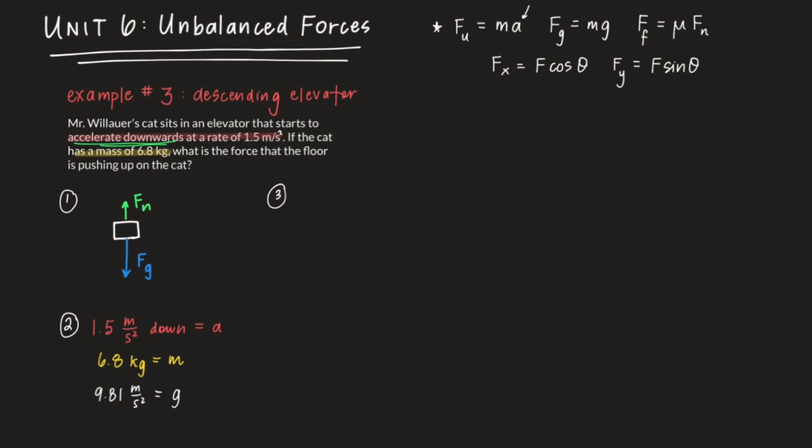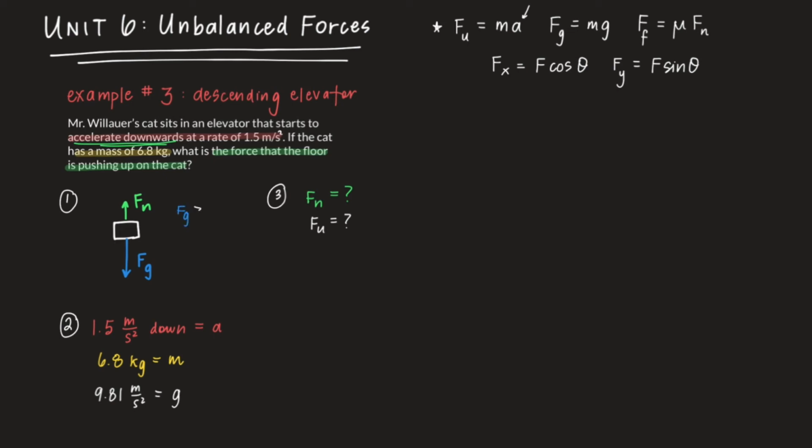Okay, moving on to step 3. What is our unknown? This example is a little bit different than ones we've seen. It's asking, what is the force that the floor is pushing up on the cat? That's our support force. That's our normal force. So it's asking us to find the normal force. In order to find the normal force, though, we are going to also have to find the unbalanced force. We're kind of noticing a trend here in all of these problems that no matter what we're looking for, we always do want to find that unbalanced force first.